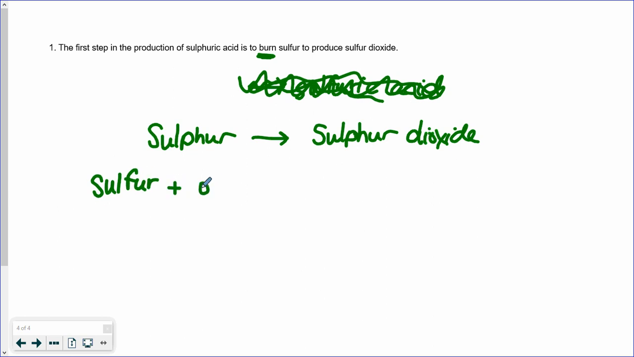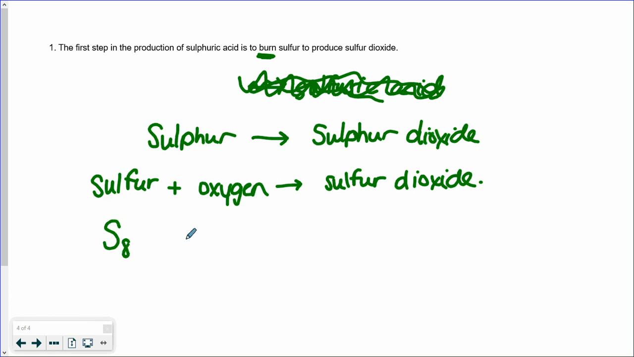So sulfur plus oxygen produces sulfur dioxide. So this is giving me kind of my word equation. Sulfur is one of our polyatomic elements. When it's on its own, it's going to be S8. Oxygen is diatomic, so O2, to produce sulfur dioxide. So I'll stop here so you can finish up the questions.